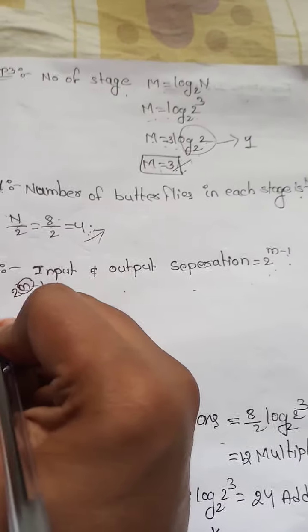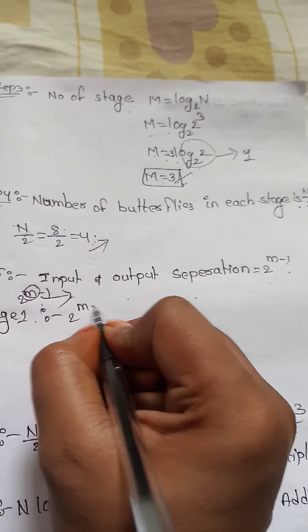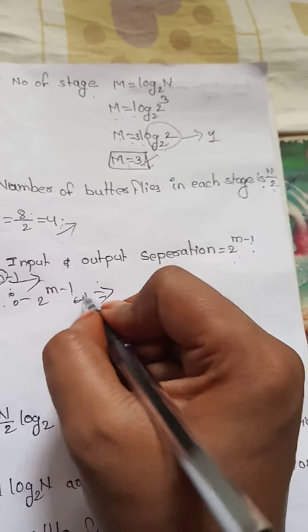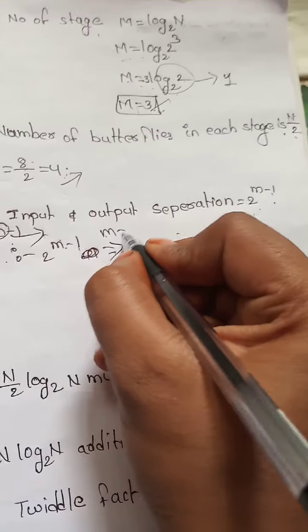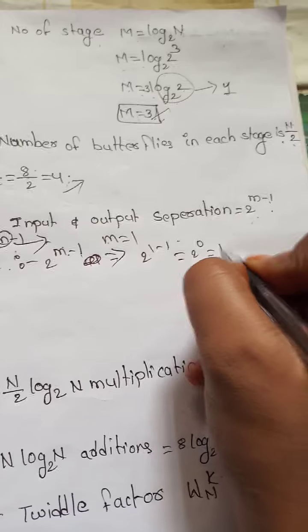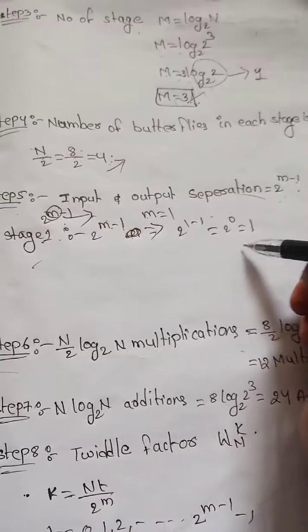So for stage 1, 2 power m minus 1 can be written as 2 power m minus 1. Here for stage 1, small m is equal to 1. So 2 power 1 minus 1 is equal to 2 power 0, which is equal to 1. So input and output separation for stage 1 is 1.